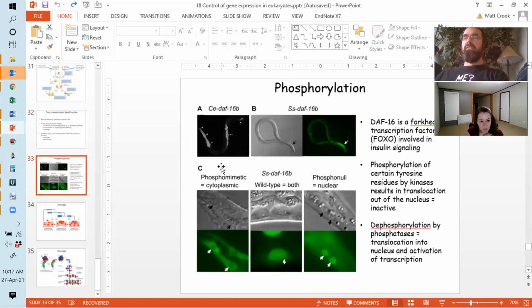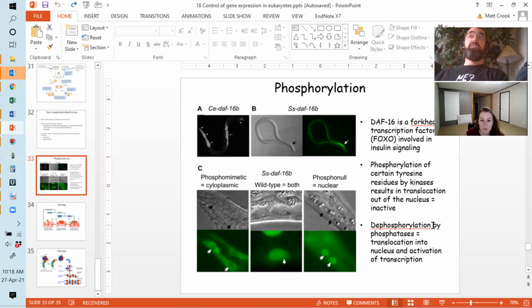So this is a great example of phosphorylation and how it can activate or inactivate a protein. This is C. elegans. This is a parasite of humans called Strongyloides stercoralis. And this work was actually done by a friend of mine called Michelle Castellito, I think she's at UCLA now. Anyway, so DAF16 is a transcription factor.